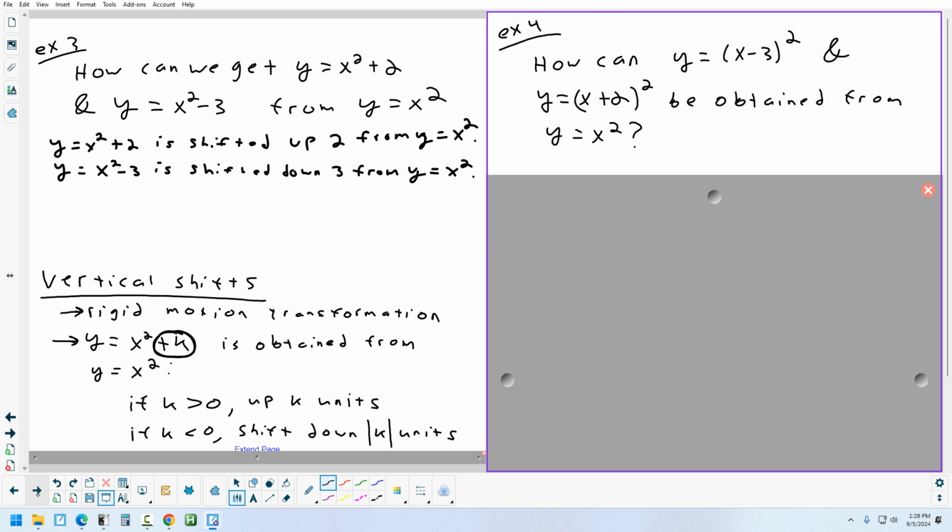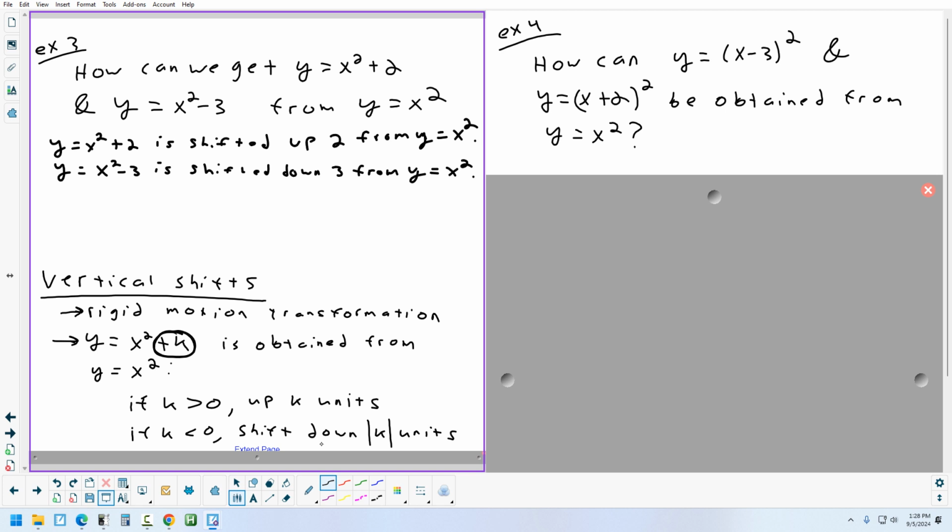What kind of direction do you think these are going to shift in, when you add or subtract in parentheses? Lower? Well, give me like a direction. Down? Well, down we already talked about over here. So down is from example 3. This is left or right? This is going to be shifting left or right.